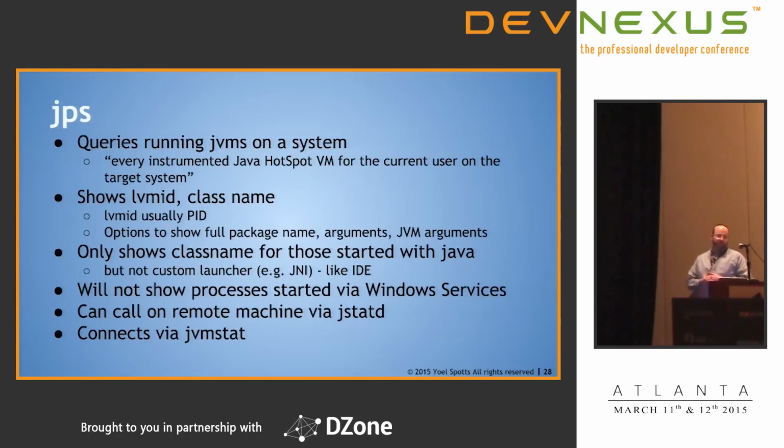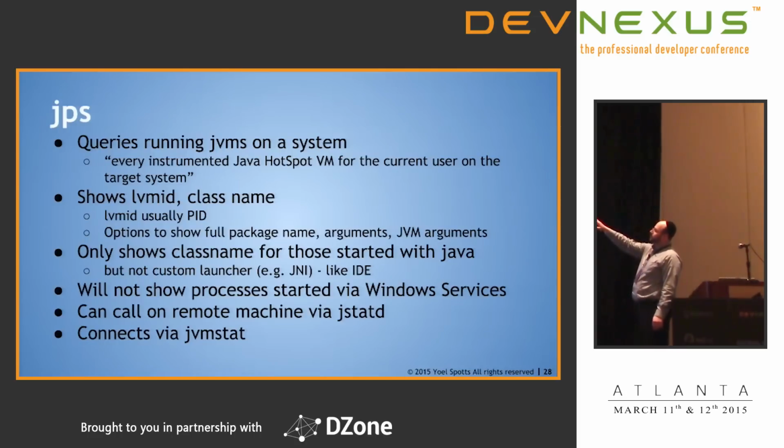So the first tool is JPS, which, as you can probably guess, is used for getting a list of the running processes on the local machine. JPS will query the running JVMs on a system. So instead of having to run ps and then grep it through Java or something like that, you can easily get the list of the running JVMs on your machine.